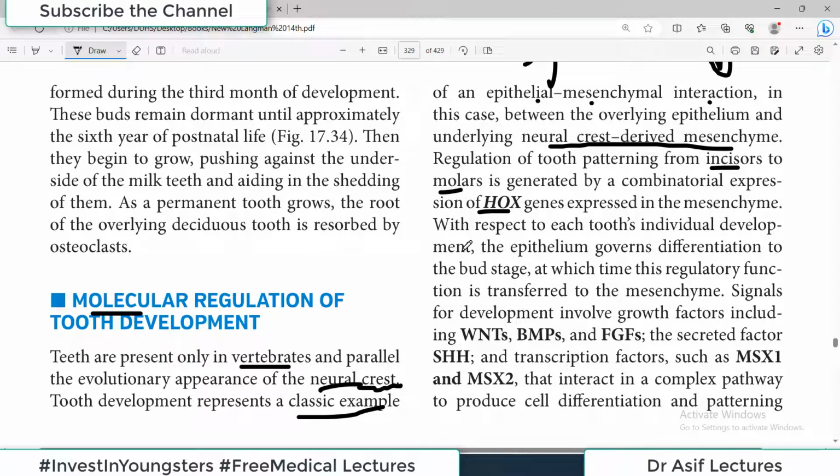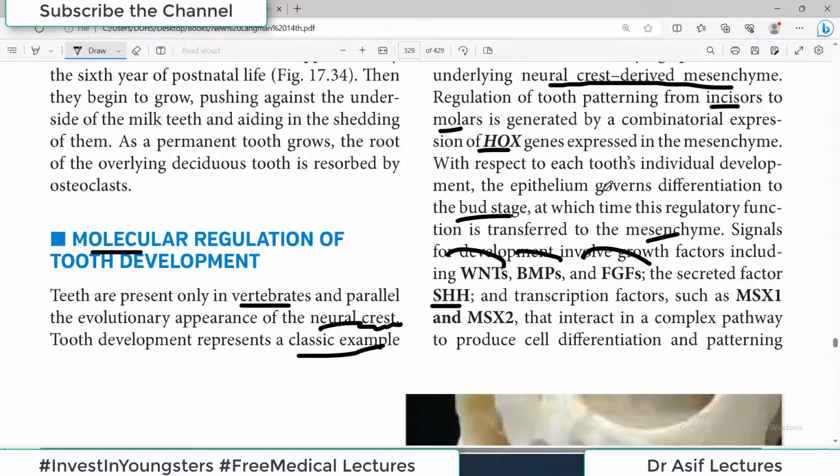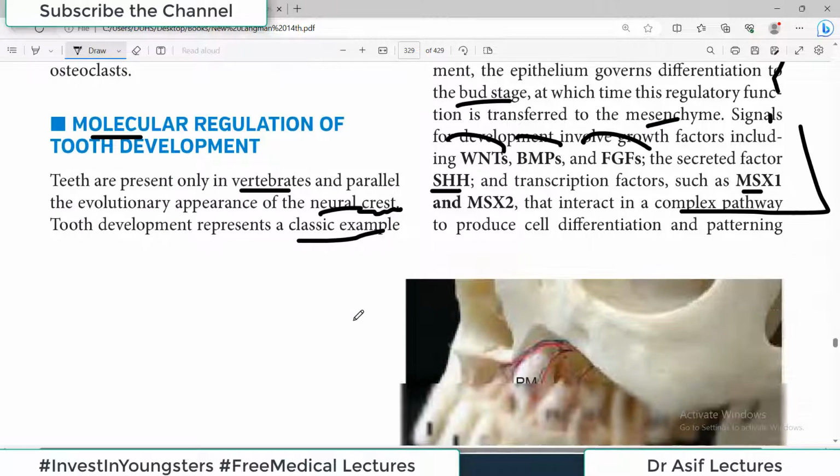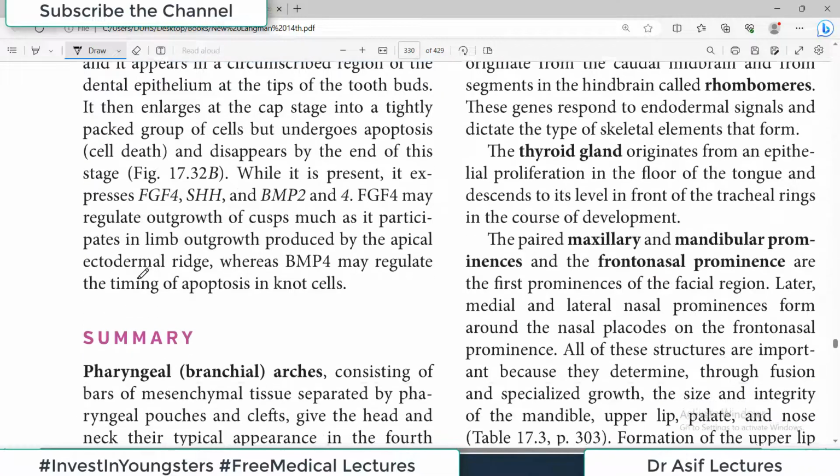expressed in the mesenchyme. With respect to each tooth individual development, the epithelium governs differentiation to the bud stage, at which time this regulatory function is transferred to the mesenchyme. Signals for development involve growth factors including Wnt pathway, BMPs, FGFs, fibroblast growth factors, and secreted sonic Hedgehog pathway. Also, the transcription factors such as MSX1, MSX2 that interact in a complex pathway which is largely unknown, by the way, to produce cell differentiation and patterning, right?